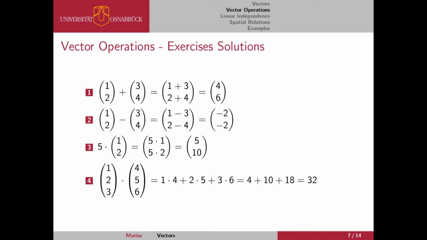Now, the last task was to calculate the dot product between the vectors (1, 2, 3) and (4, 5, 6). It's a dot product because you multiplied 2 vectors. And the rule here stated that you have to do this element-wise again, and to add up all the results. So what you do is that you multiply 1 times the 4 for the first row, which is 4, and you add 2 times the 5 for the second row, which is 10, and 3 times 6 for the last row, which is 18. So you will add up 4, 10, and 18, which is 32 in total.